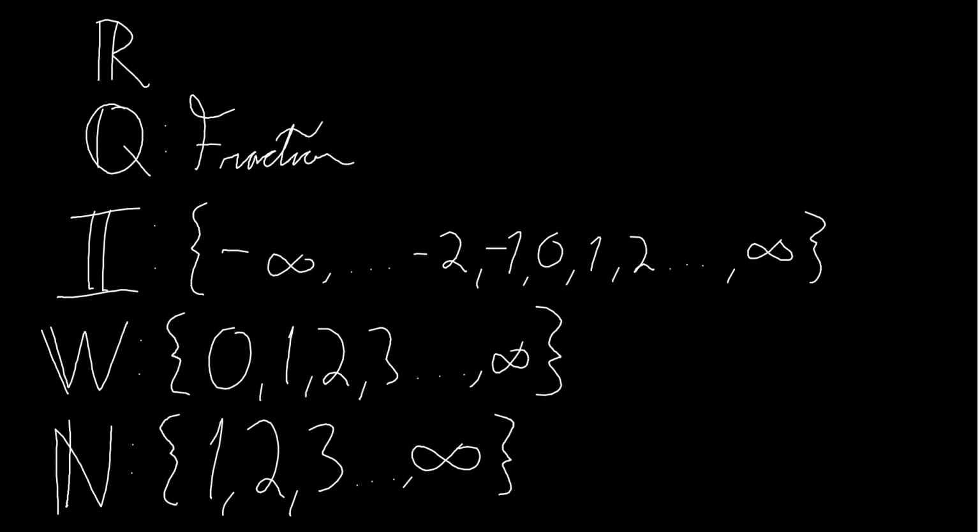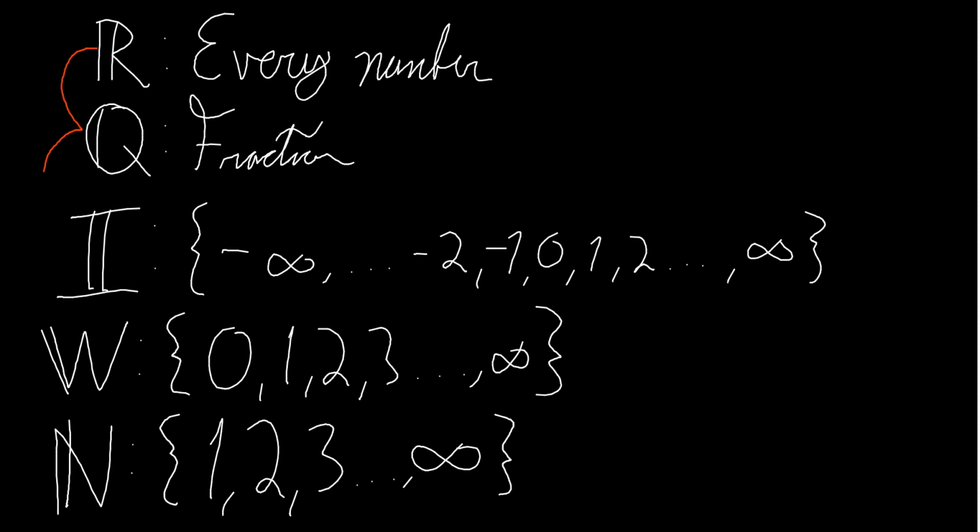The real numbers are every number, just every number, every possible number. So this is the order that we're looking at. The reals are larger than the rationals. The rationals are larger than the integers. The integers are a bit larger than the whole numbers, and the whole numbers are larger than the natural numbers.